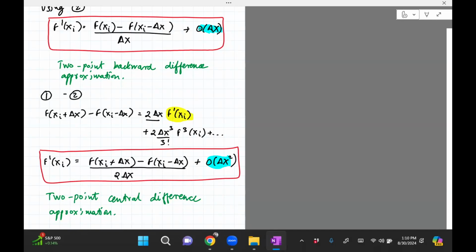Okay, so we've learned about 3 approximations for the first derivative. Let's see how to use that in a problem. So here is an example problem.